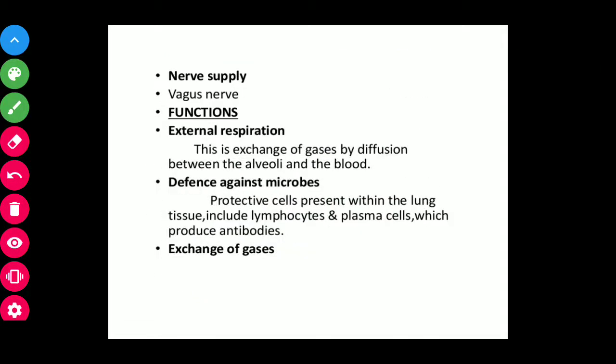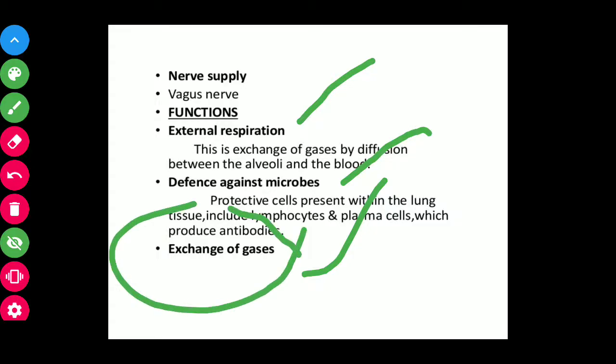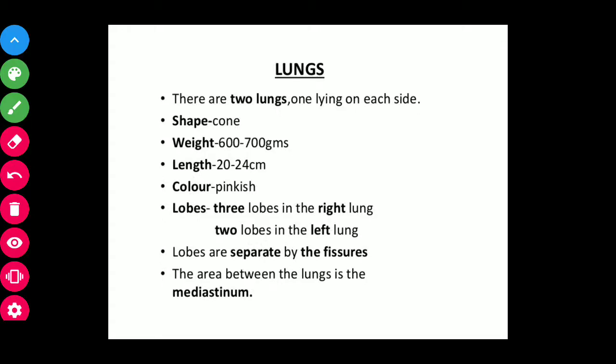Functions of this: nerve supply is by the vagus nerve. External respiration, defense against microbes, and exchange of gases. External respiration is the exchange of gases by diffusion between the alveoli and the blood. Defense: protective cells present within the lung tissue include lymphocytes and plasma cells, which produce antibodies. And exchange of gases, as I said, takes place in the alveoli.